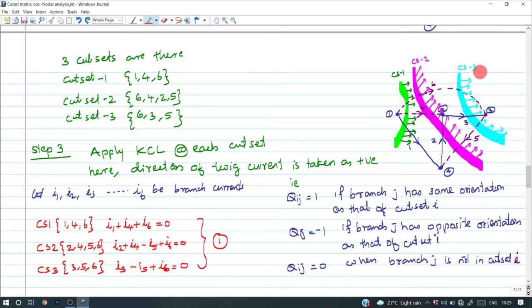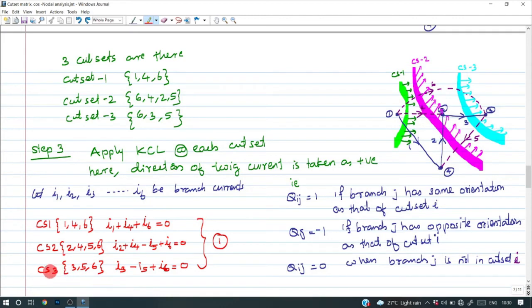Similarly, when we are applying KCL at cut set 3, the sixth branch current and third branch current direction coincide with the orientation of cut set 3. So I6 and I3 are positive like this, I3 plus I6. But I5 is opposite to the orientation of cut set 3, so it is minus.